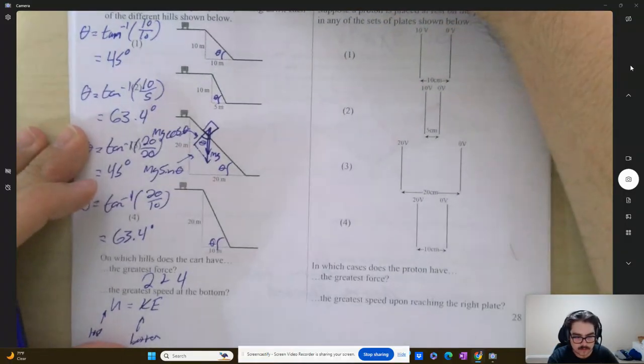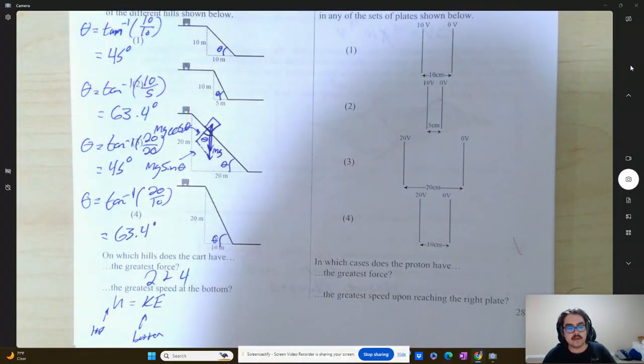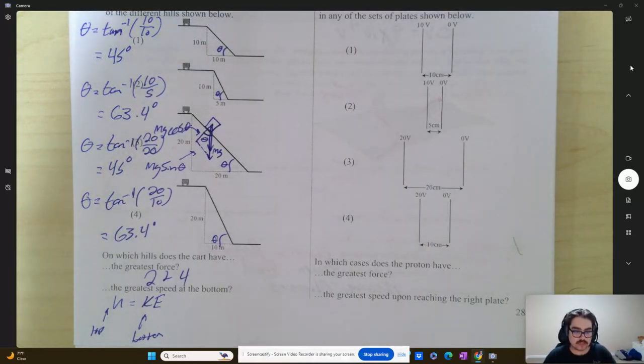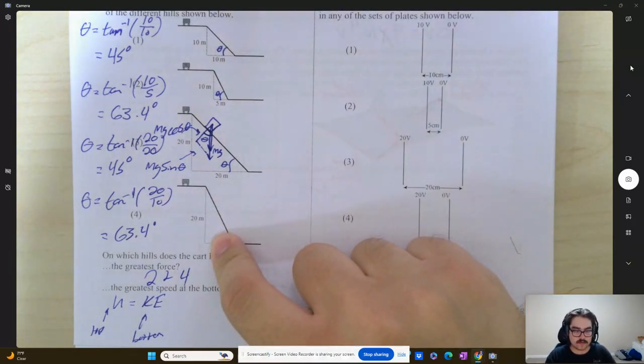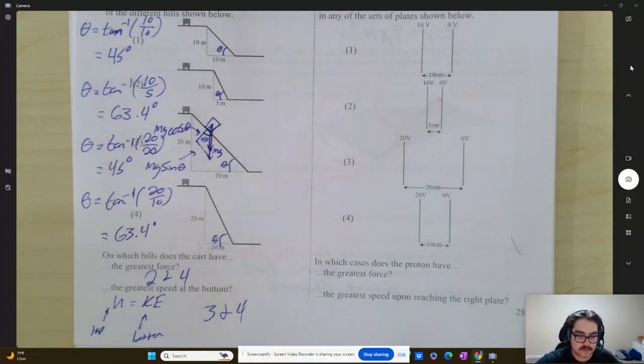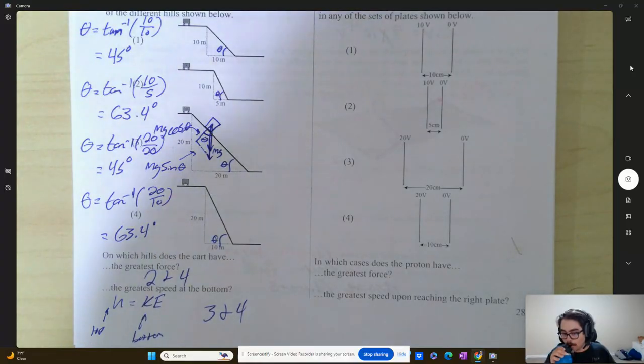Well, if you know that this is gravitational potential energy, that means more height means more potential energy. And the ones that have the most initial height at the top are 3 and 4. So it'd be 3 and 4. They have the most potential energy at the top, which means they're going to have the most kinetic energy at the bottom.